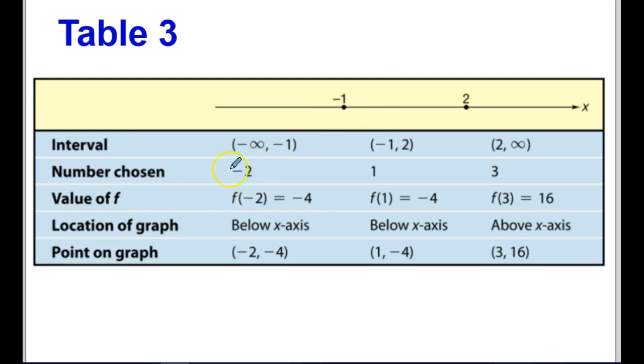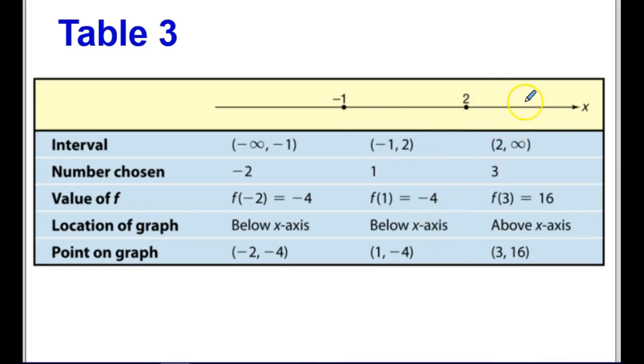Okay, so here are my intervals. I pick a negative 2 down here just because it's simple. I plug it into my function and I end up with a negative 4. So I see I'm below my x-axis. That also gives me another point that I can graph. I'm going to pick something in between here, and here we pick 1. You could pick 0, you could pick any number that falls in this interval. When I plug 1 in, I get a negative 4, so I know I'm still below my x-axis.